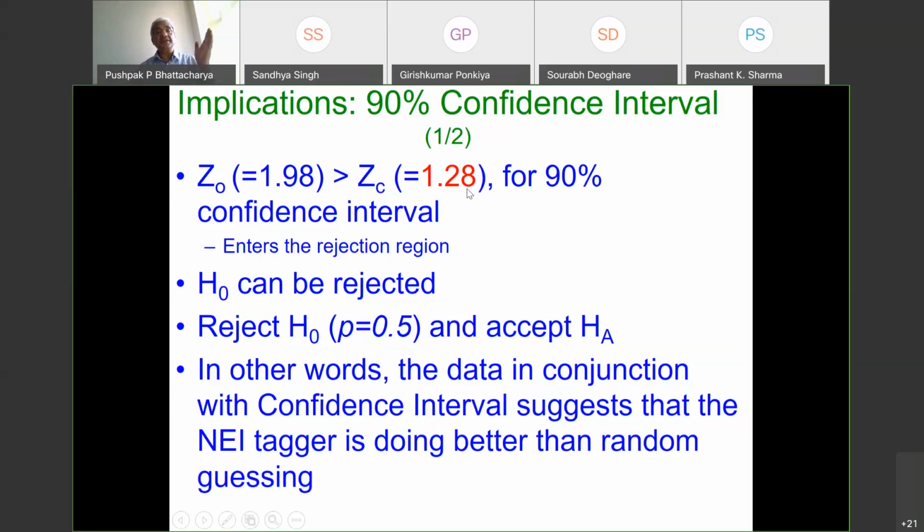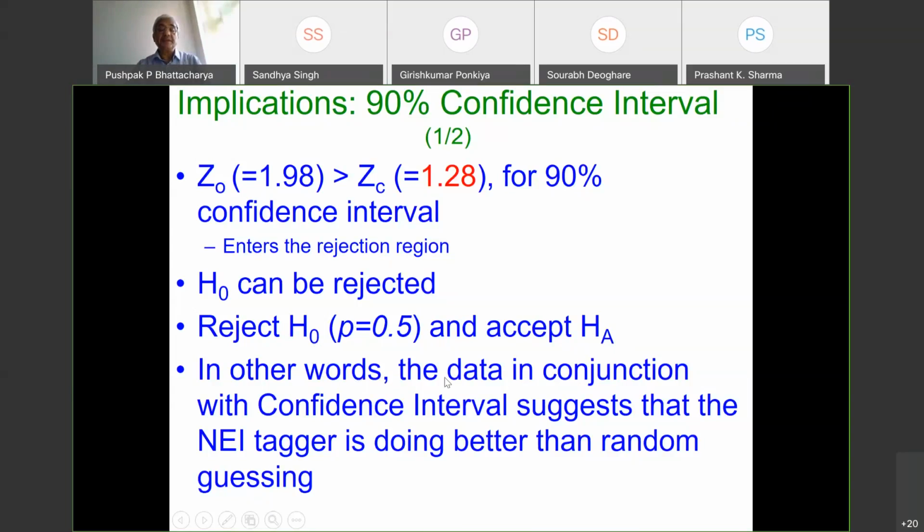So the alpha region, the error region, 1.28 to plus infinity, and 1.98 is greater than that. I have entered the rejection region. So H naught will be rejected. So I reject H naught, P equal to 0.5, and accept HA.